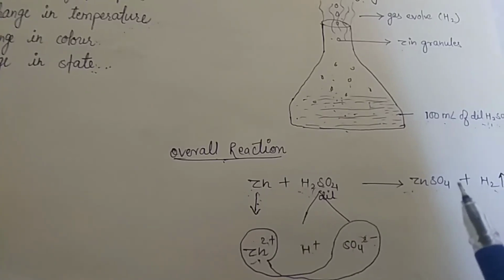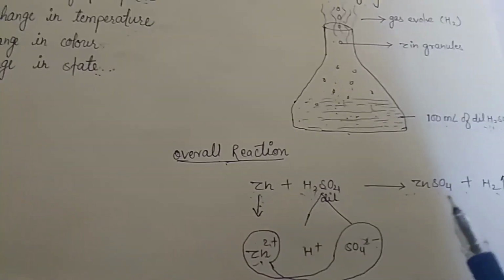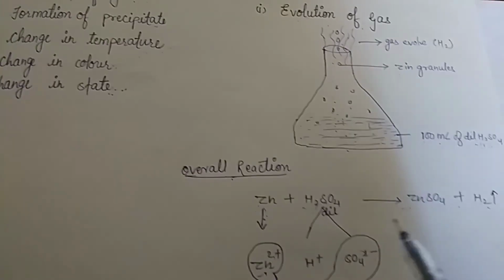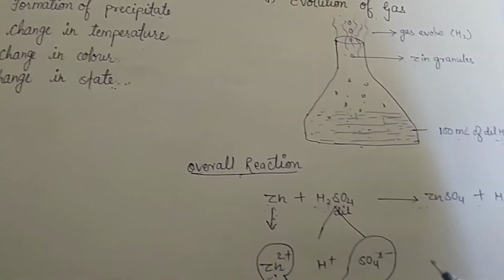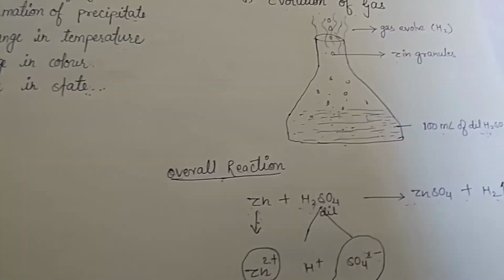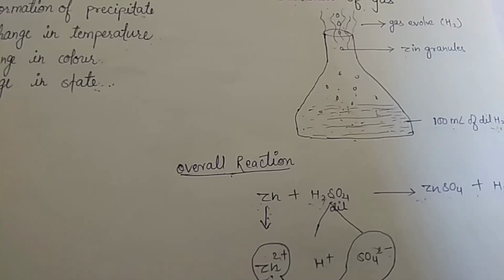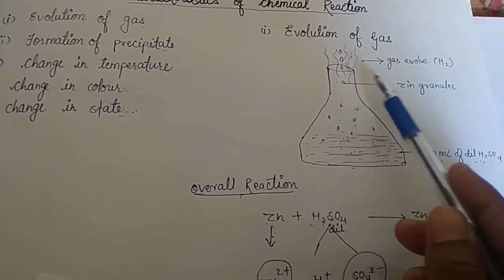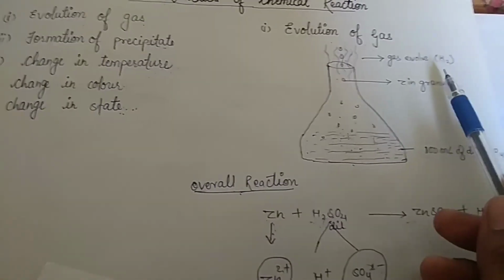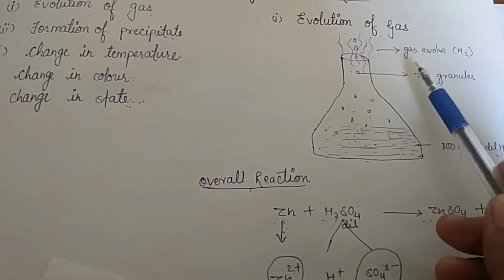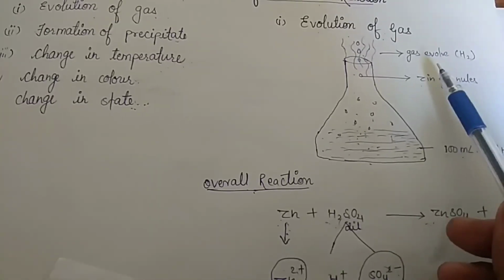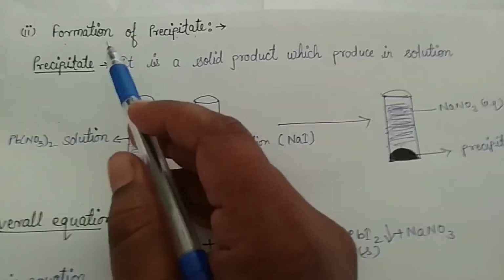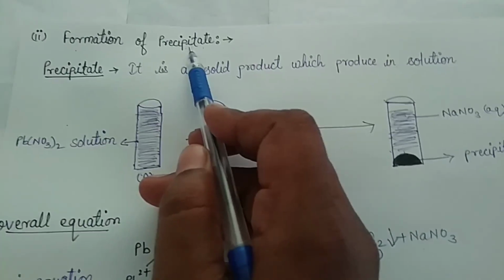But one thing, children, how can we know which gas is evolved in the chemical reaction? In order to understand this, we have to learn their observations. We take a burner near this gas. If this gas burns with a pop sound, then this gas will be hydrogen gas. And if this gas extinguishes the burning candle, then this gas will be carbon dioxide gas. Clear, children? Now, our second observation is formation of precipitate.